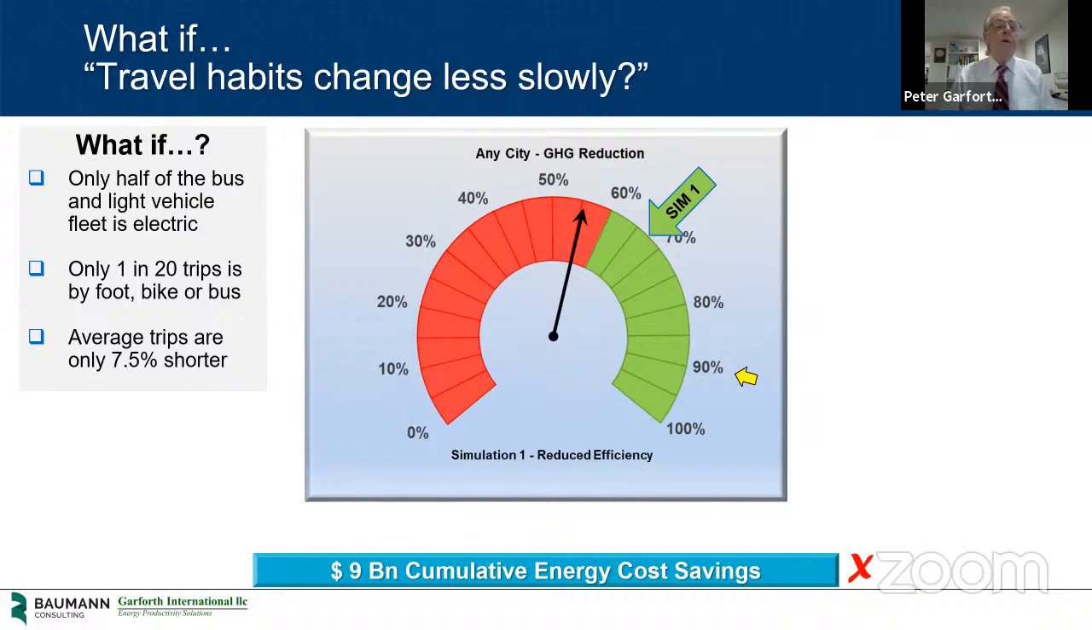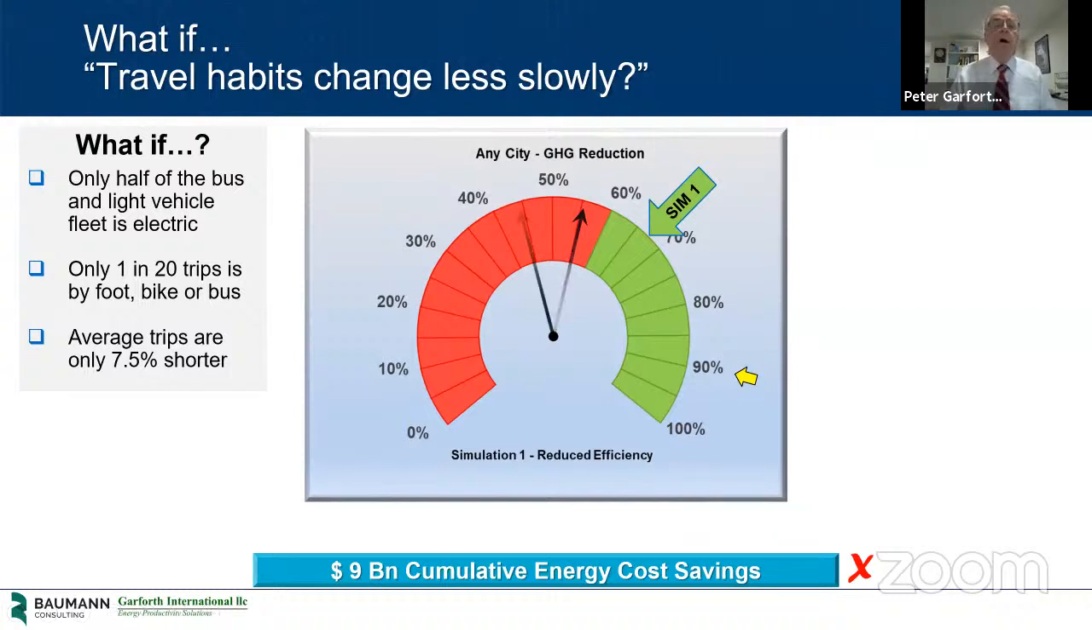If we now go to, what if our travel habits change? Only half of the bus and light vehicle fleet is electric. Instead of 1 in 10 trips by foot, bike or bus, we now are 1 in 20. And our average trips, instead of being 50% shorter, are 7.5% shorter. Massive impact on the emissions, somewhat and a significant impact on the costs.